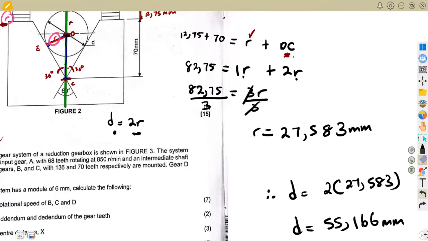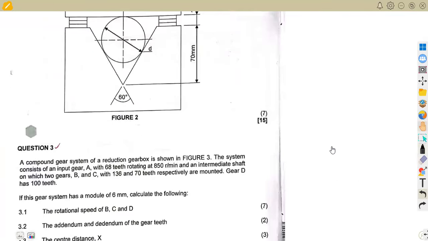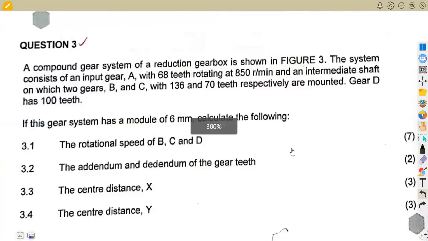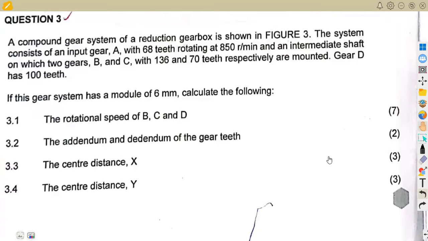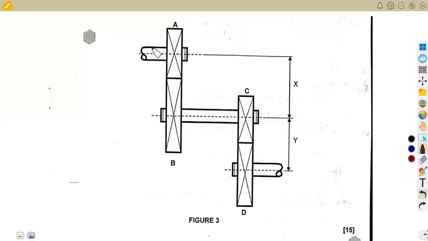All right, no problem. Let us check this one. Question number 3, where we are given a reduction gearbox, a compound gear system. A compound gear system of a reduction gearbox is shown in figure 3. The system consists of the input gear A. Let us just check our diagram. What is it that they are talking about? So this is it. We've got the input gear A, which is our driver in this case.